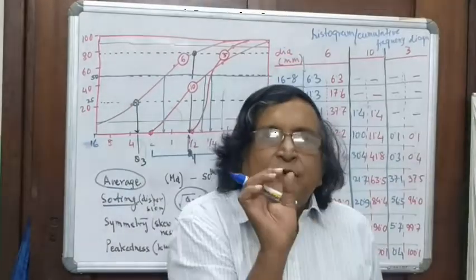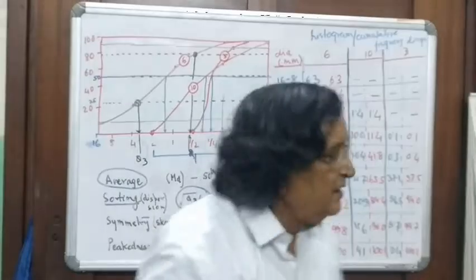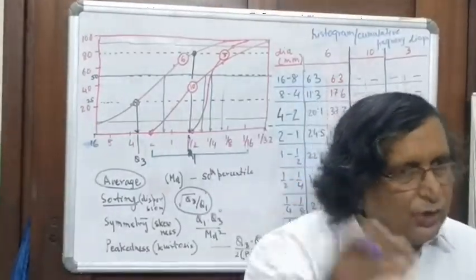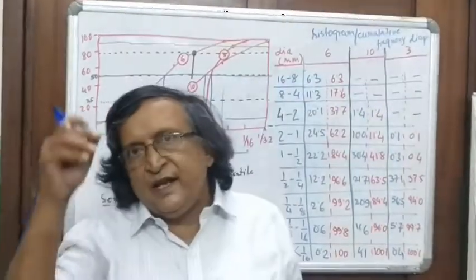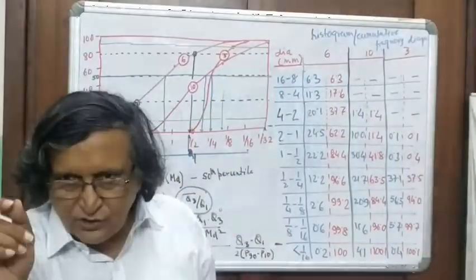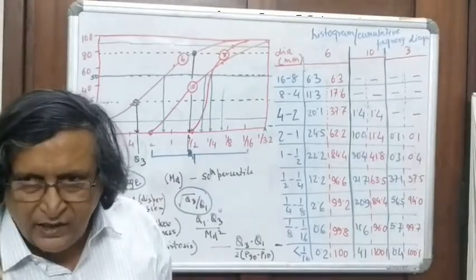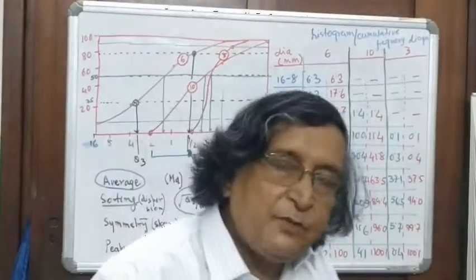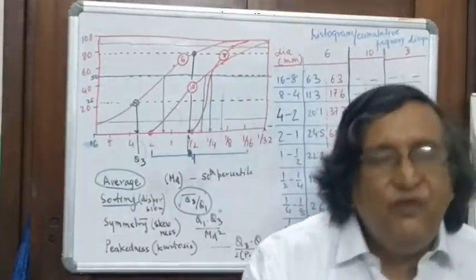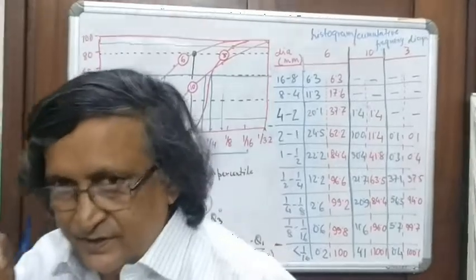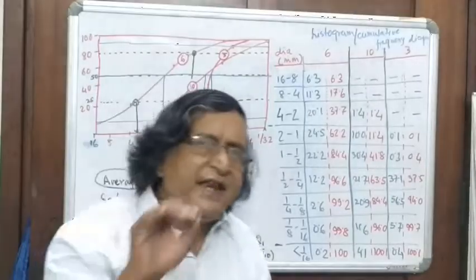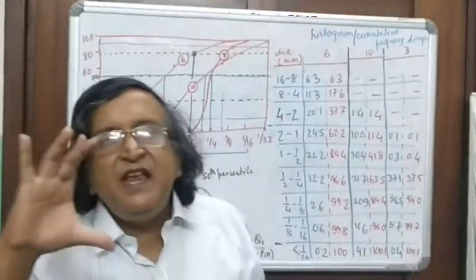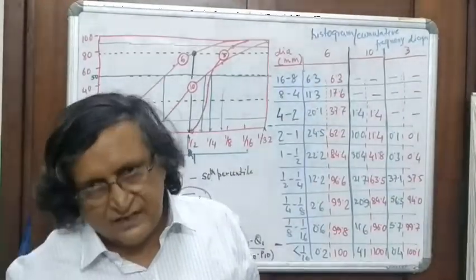What happens if Q3 by Q1 is 1? Then the graph is very straight. Have you understood? Because Q3 by Q1 is 1, the grain size of Q3 and the grain size of Q1 is the same, but one is the 25th percentile, one is the 75th percentile. That means that sediment is very well sorted sediment. They are very well sorted sediments because they have a very, very uniform size.